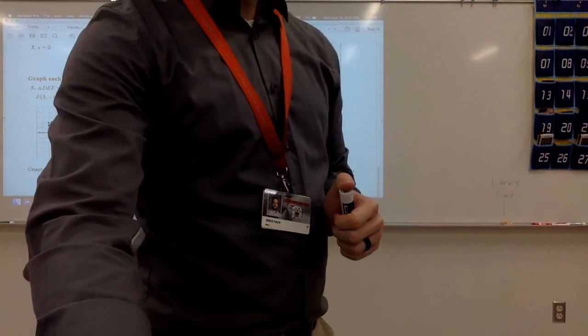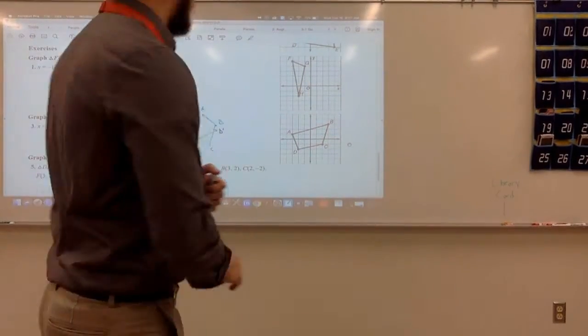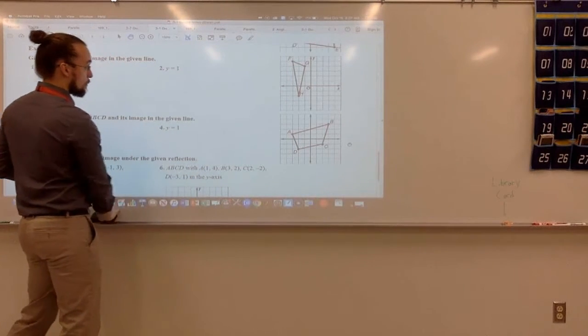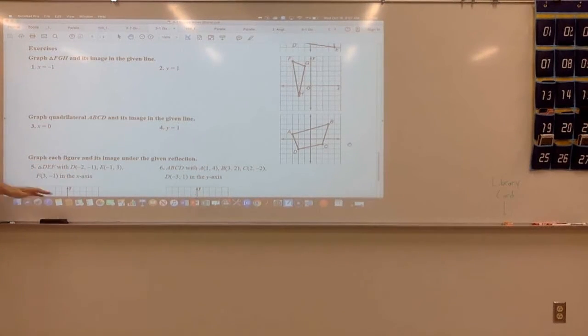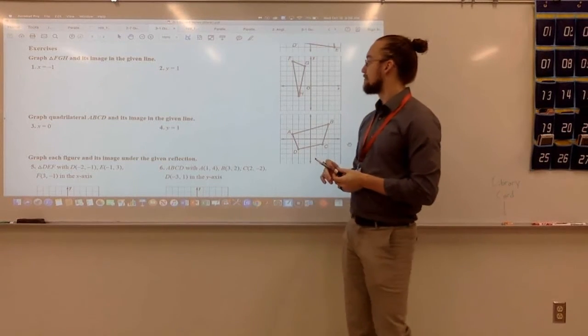All right, so then if we jump back up to our other exercises here, we're reflecting across lines other than the x or y axis. So we have to understand where these lines are. It says take this triangle FGH and reflect it across the line x equals -1. Where's the line x equals -1? So it's gonna go this way, and it's gonna be right beside the -1.